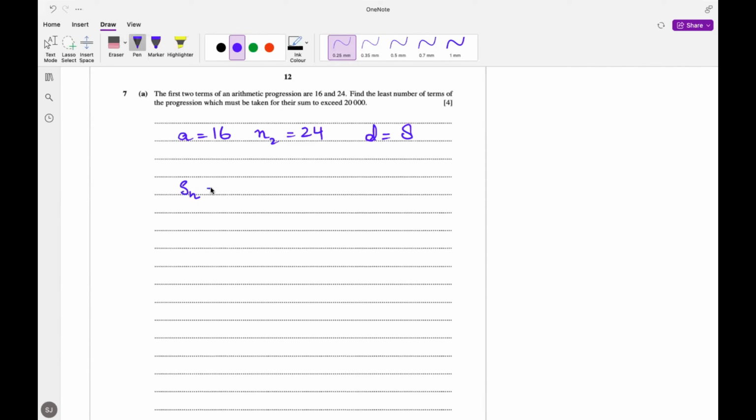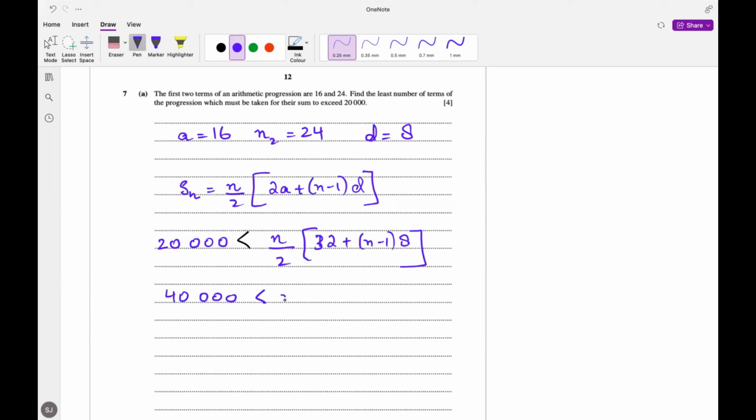So the sum formula for an AP is n upon 2 times (2a plus (n minus 1) into d). So the sum must exceed 20,000, so we'll write that the sum must be greater than 20,000. So in place of a, we'll write 16, so 2 times 16 will be 32, plus (n minus 1) times 8. Cross multiplying, this will become 40,000 is less than n times, simplifying the bracket, we get 32 plus 8n minus 8.